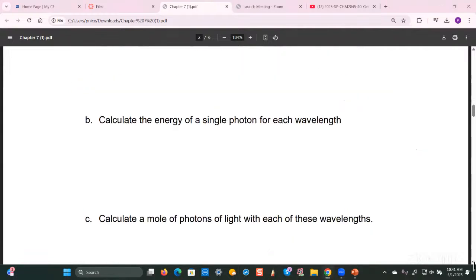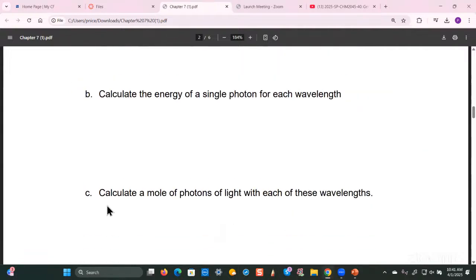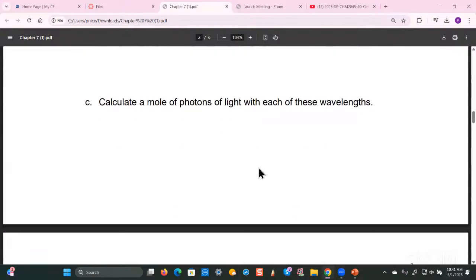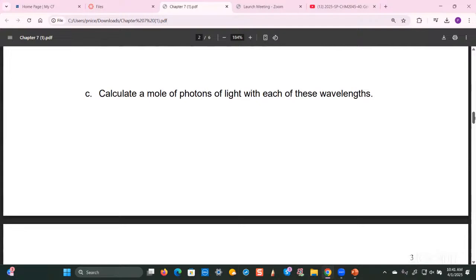Scroll down. Oh, so this one is asking now for you to calculate a mole of photons. This question is not clear. I think what the question is asking for is the energy for a mole of photons. So make a note of that. Calculate the energy for a mole of photons of light with each of these wavelengths, right? So for a mole of photons, you know that a mole is Avogadro's number, 6.02 times 10 to the 23.